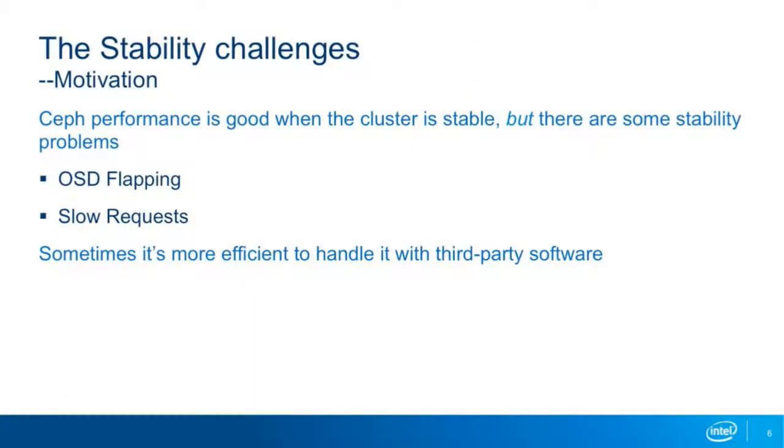So let's take a look at the first challenge, the stability challenge. If we look at the issues we heard most from customers, there are two major problems. The first one is OSD flapping, when your OSDs go up and down again and again. The second is slow requests.